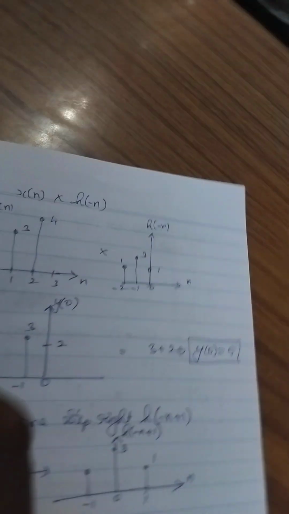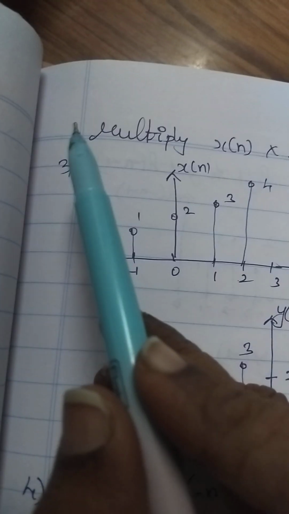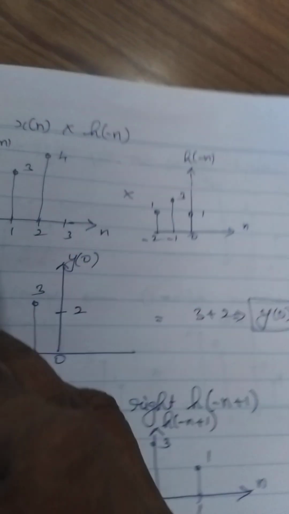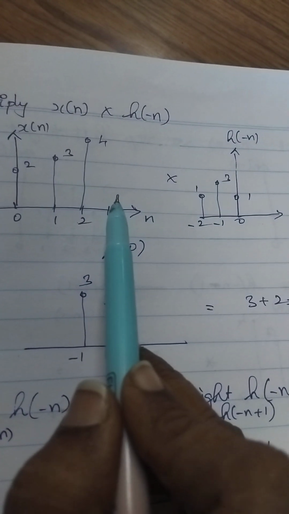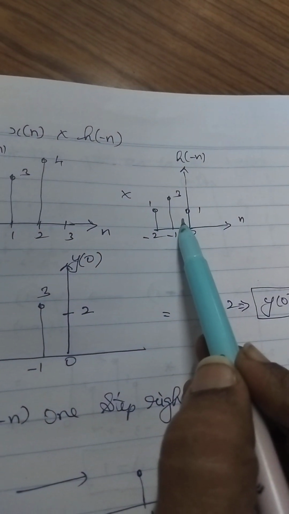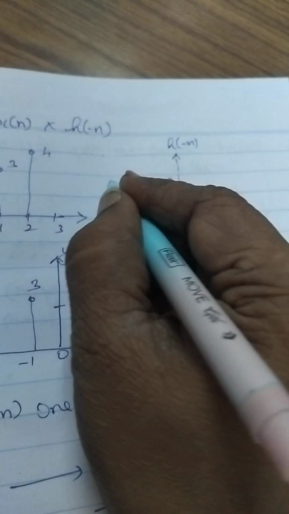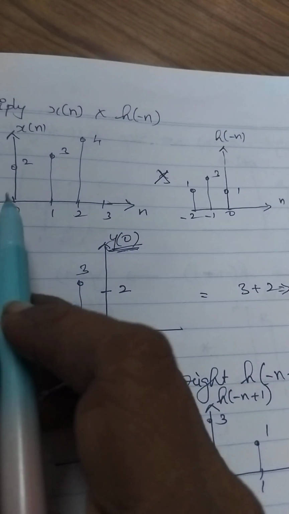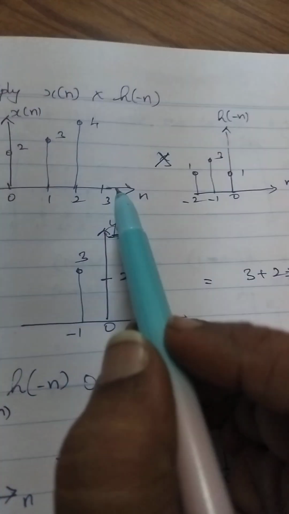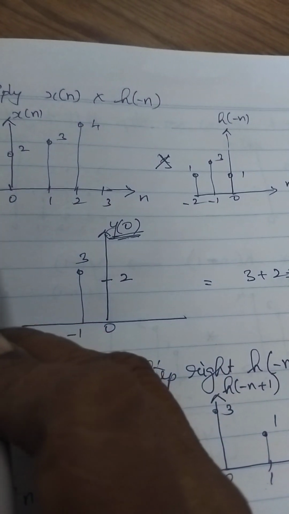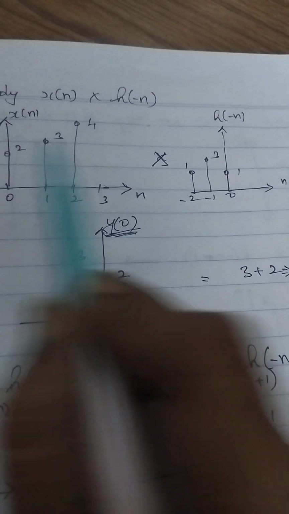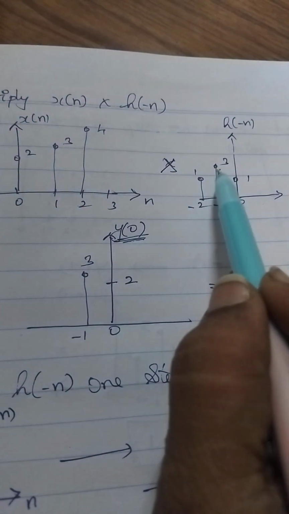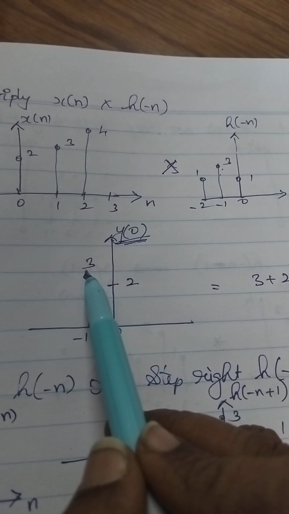Okay, after your folding, the third step is you need to multiply your x of n and h of minus n. So I have drawn once again your h of n, and I have redrawn your h of minus n. So we need to multiply these both to get the answer for y of 0. So when we are multiplying these both, at n is equal to minus 1, the element is 1. Here n is equal to minus 1, the element is 3. You need to multiply 1 and 3 to get 1 into 3 is 3 here.